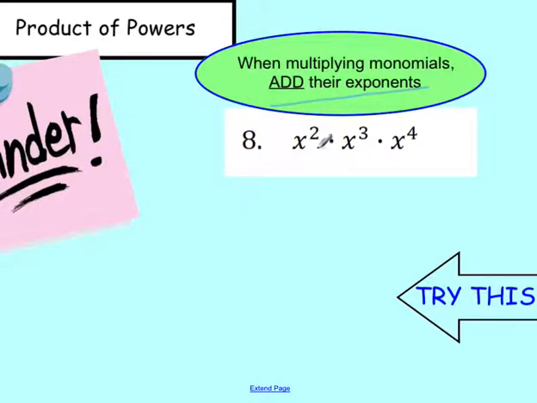We would add these. So it's going to be 2 plus 3 plus 4. Well, 2 plus 3 is 5, 5 plus 4 is 9. So this is x to the 9th.